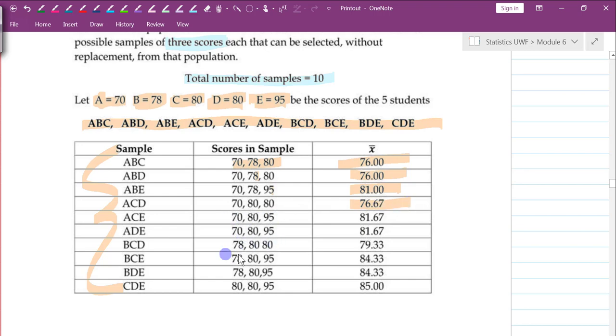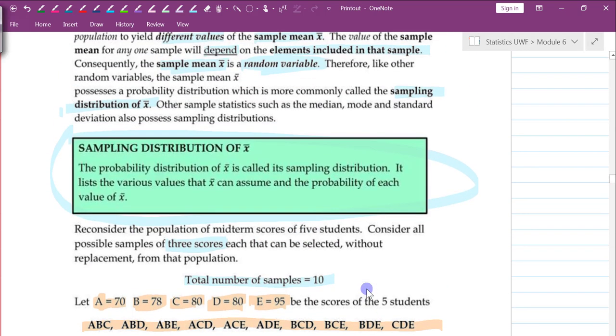I listed the x bar. Now, what I have is I can look at what are all the possible outcomes listed here for x bar, and I can make a frequency distribution from that information. Okay, so that's a frequency distribution, but because it has to do with x bar, we're going to call it instead a sampling distribution of x bar, but it's just a frequency distribution of the x bar values.